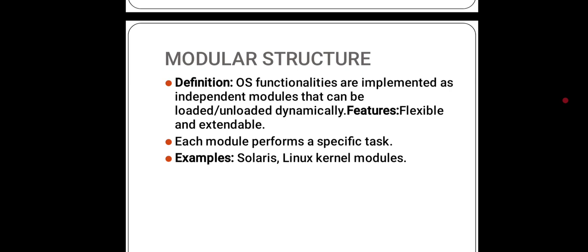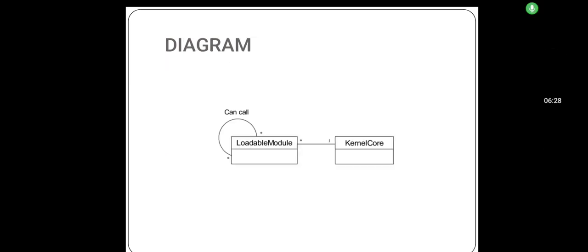Advantages: can add or remove features without modifying the entire OS. It is easier to maintain and upgrade. Disadvantages: can introduce compatibility issues if modules are not properly managed. And see the diagram of the modular system. Loadable module is on the left side. It connects to the kernel mode. It connects to the system call.